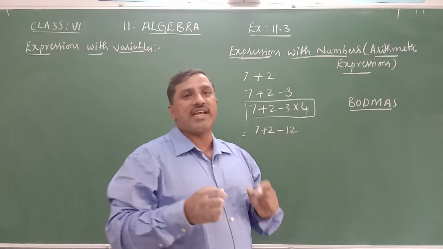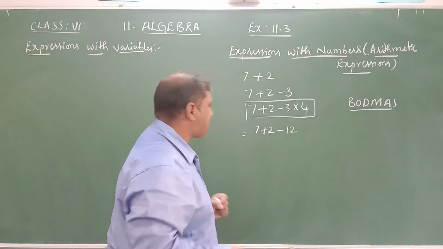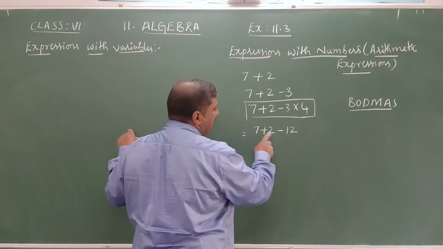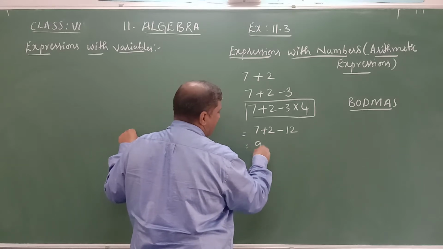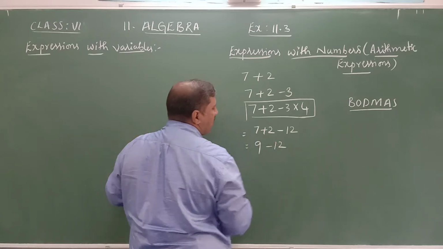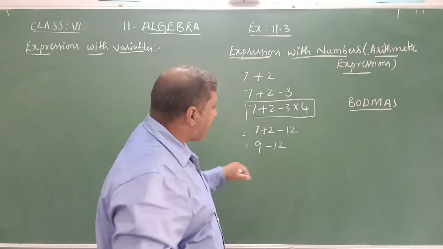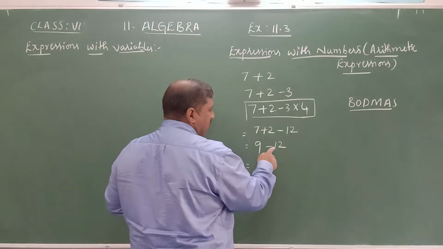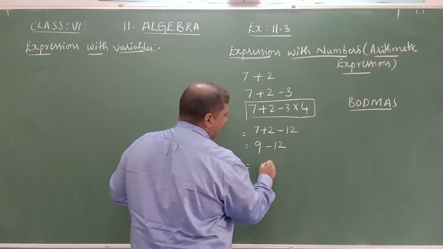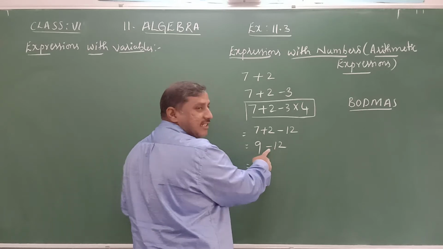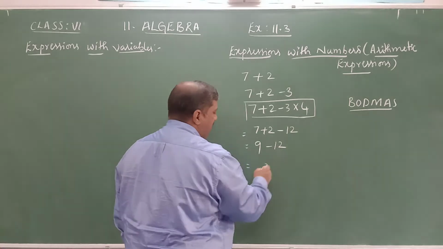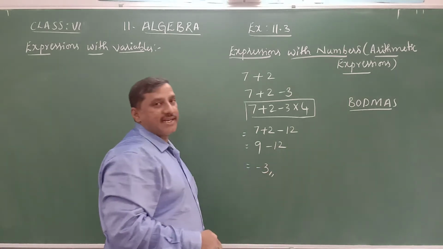First we do the addition, then the subtraction. 7 plus 2 is 9, minus 12. Now 12 is subtracted from 9. Subtracting 9 from 12, we get 3, and 12 is the greater number having the minus sign. Therefore we get minus 3.